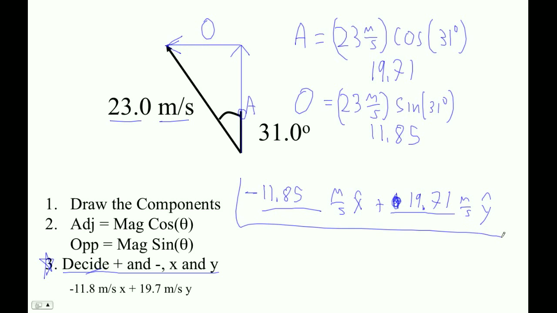Okay, our answer looks like this. Now we can double check this. It looks like this side should be longer than this side, and it is, right? And it looks like this side should be negative, and it is. And I think we're good, right?